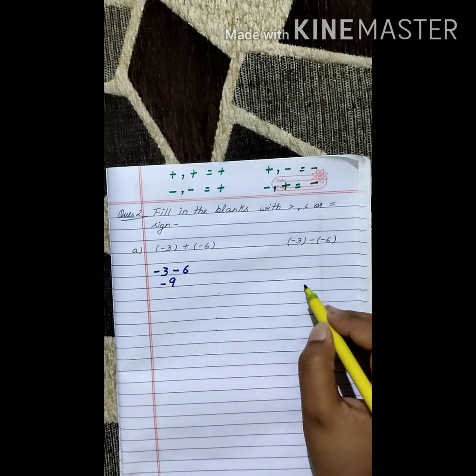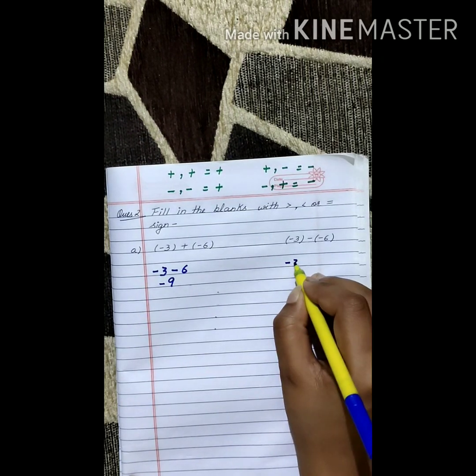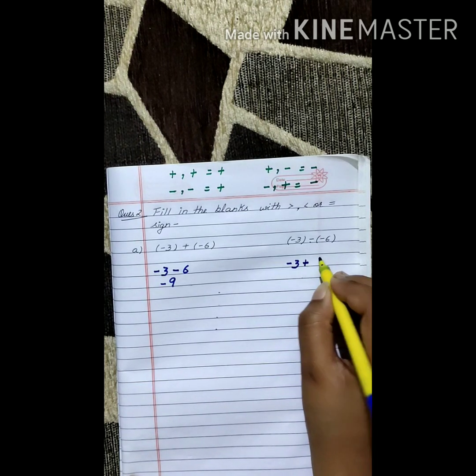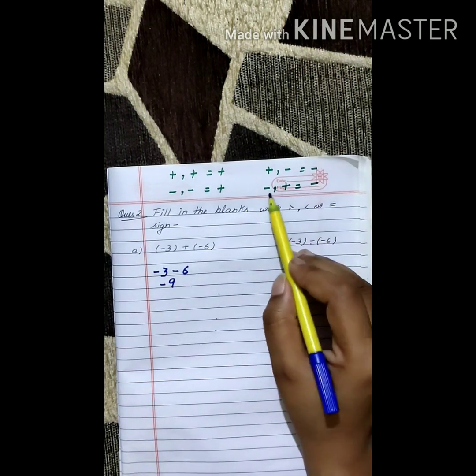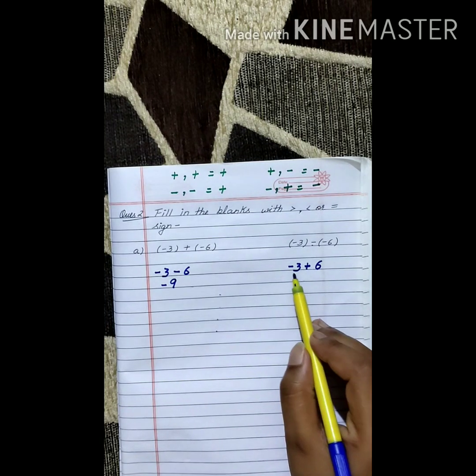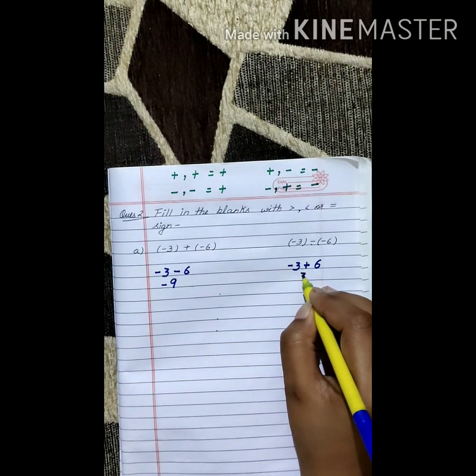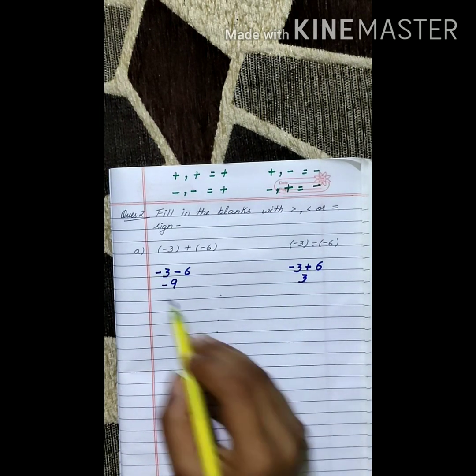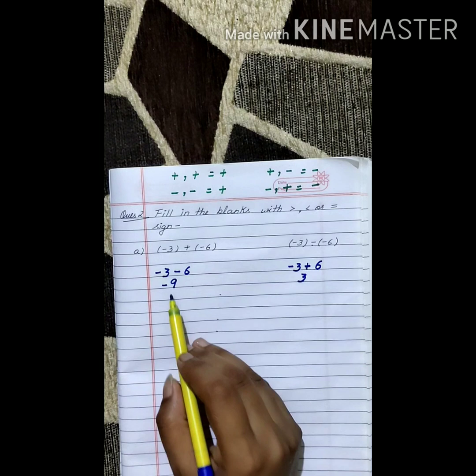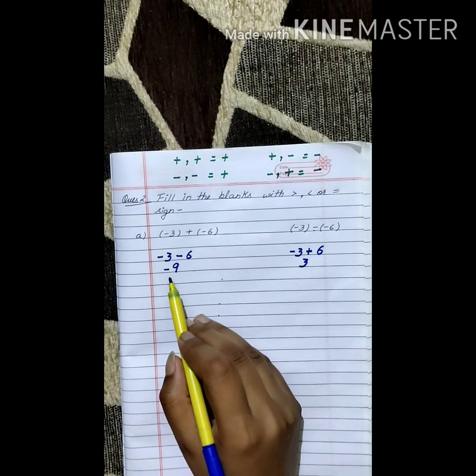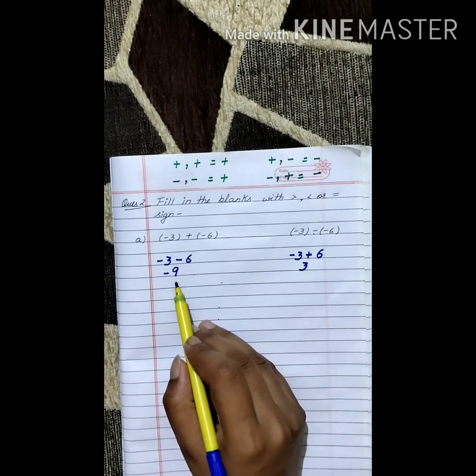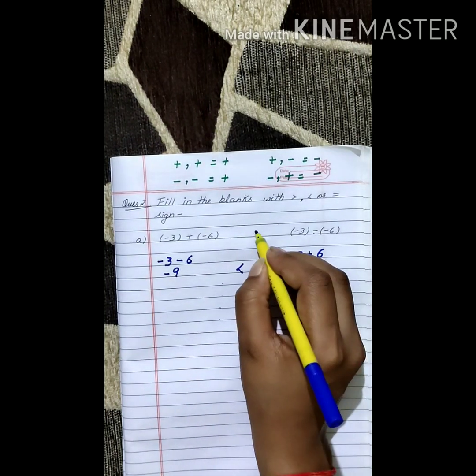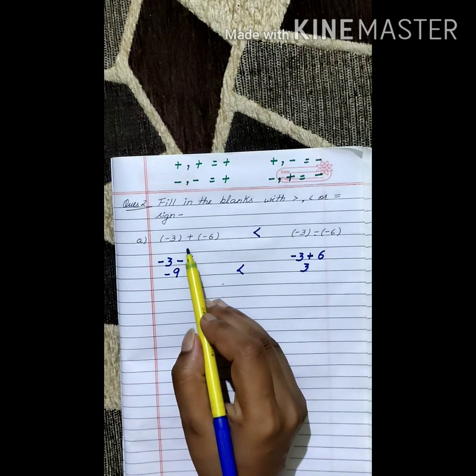Now we will solve this side. Here minus 3 and minus minus plus. So we will replace this sign with plus sign. Now we know that minus plus is equals to minus, so we will subtract. 6 minus 3 is equals to 3. 6 is positive, so 3 is also positive. Now we compare these two terms, minus 9 and 3. We know that negative integer is always smaller. That means 3 is positive, so it is greater. That means this side is greater as compared to this side.